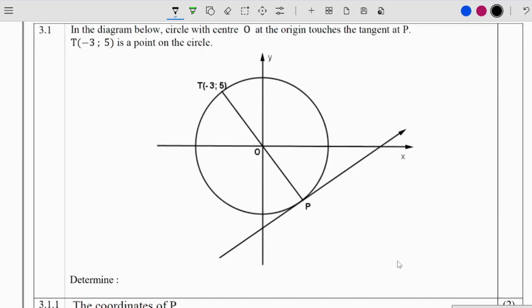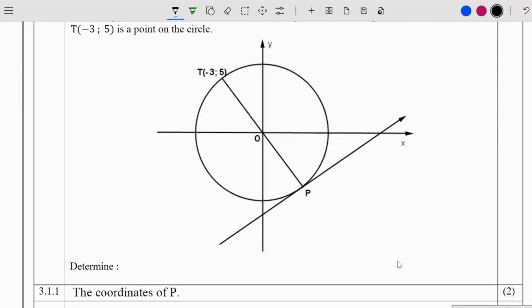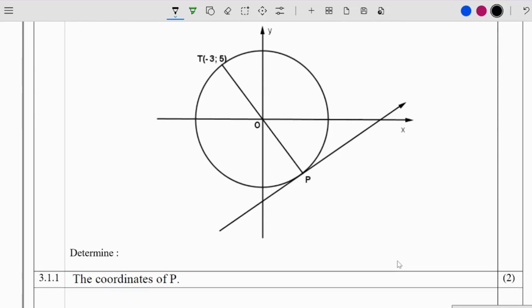The coordinates T, which is -3 and 5, is a point on the circle. The first question says determine the coordinates of P. For the coordinates of P, you are just going to rotate the coordinates of T by 180 degrees up to this point here. When you rotate those points, they are just going to be the same. They're not going to change.